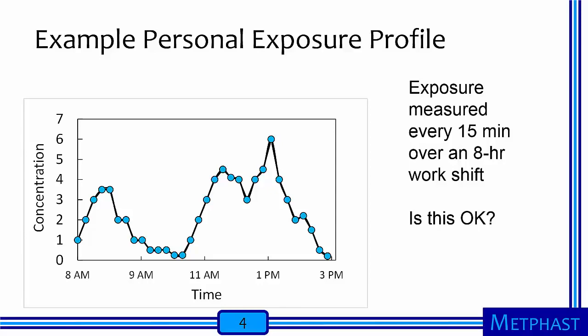Let's consider this example exposure profile for a worker. The concentration of some contaminant was measured in the breathing zone of a worker every 15 minutes over an 8-hour shift. For now, I'm not going to give units. We'll get into that later. The ups and downs in exposure seen here are typical of many workplaces. Are these concentrations too high? Are they okay? Well, it depends on how toxic the substance is and what kind of health effects are of concern.